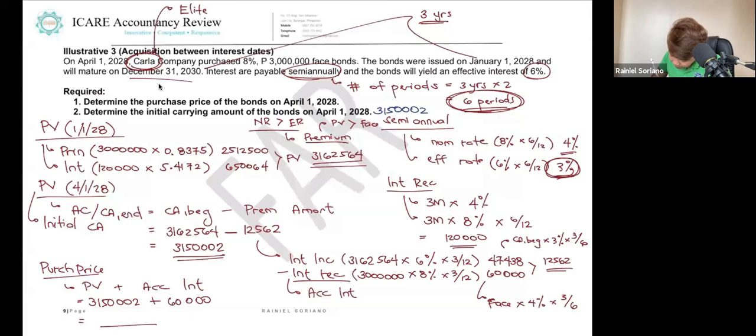Okay? So the purchase price now is magkano? The purchase price will now be equal to 3,210,002. So requirement number 1, our final answer is 3,210,002. So those are the procedures. Again, those are the procedures just in case the acquisition will be between interest dates.